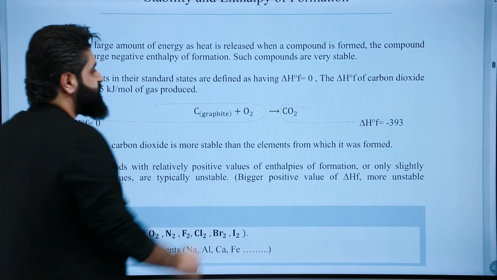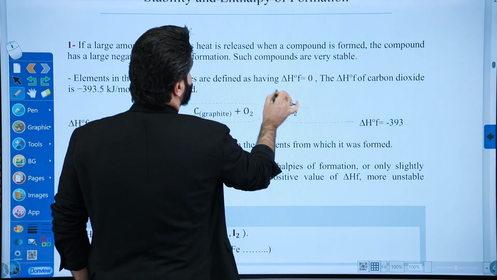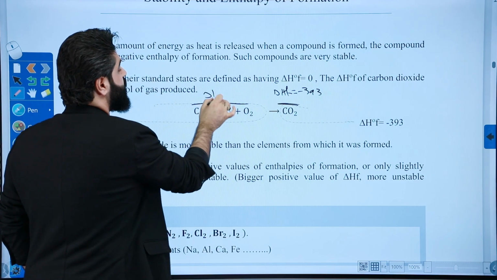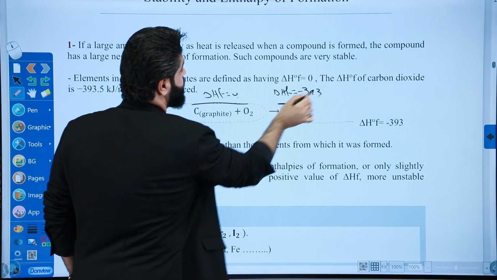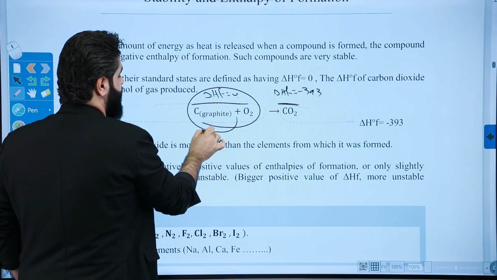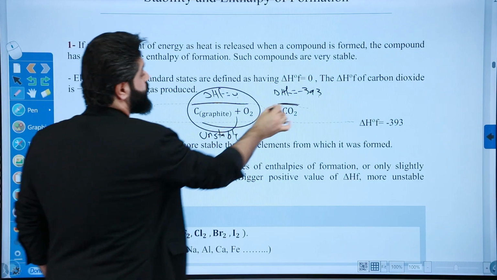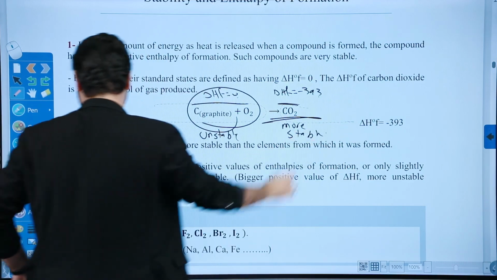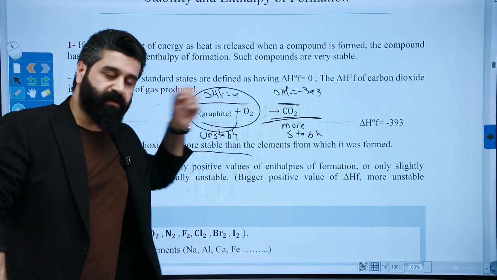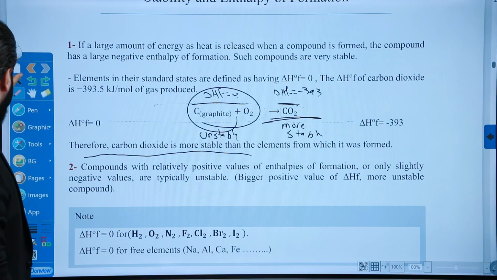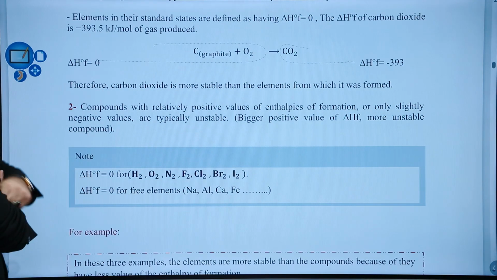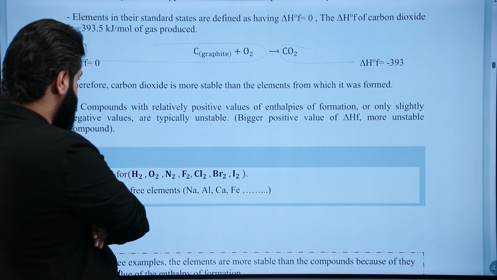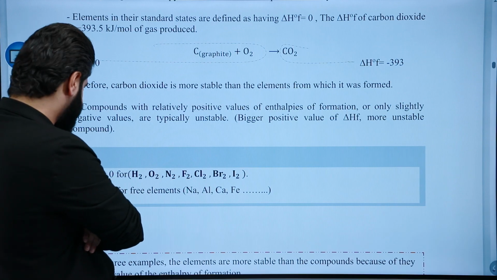Now, this one has a negative value of delta HF. Delta HF equals negative 393. But for these two, delta HF is 0. 0 compared to negative is unstable. So these two are unstable compared to this. This is more stable. Therefore, carbon dioxide is more stable than the elements by the value of its delta HF. And compounds with relatively positive value of enthalpy of formation or slightly negative must be unstable.